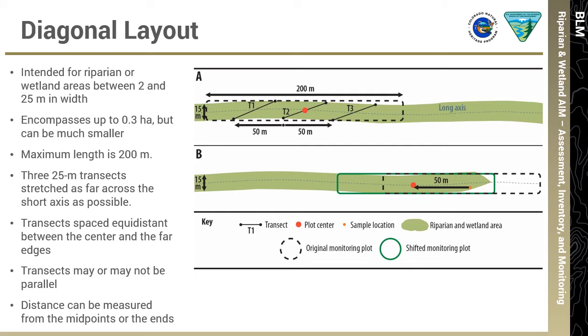In contrast to the transverse layout, distance can be measured from either the midpoints of the transects or the ends. If a site is more narrow, it is more efficient to lay out one transect, then measure the gap and start the next transect, rather than measuring from the midpoints of the transect. I will show an illustration of that process in an upcoming slide.